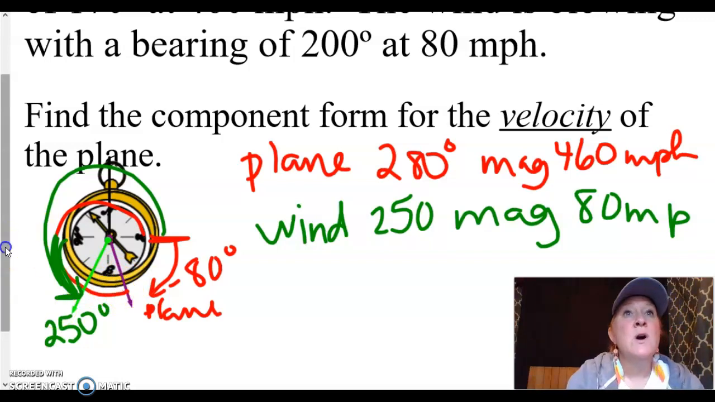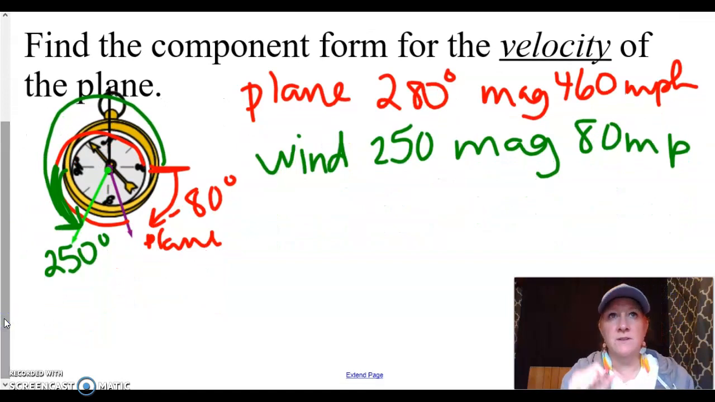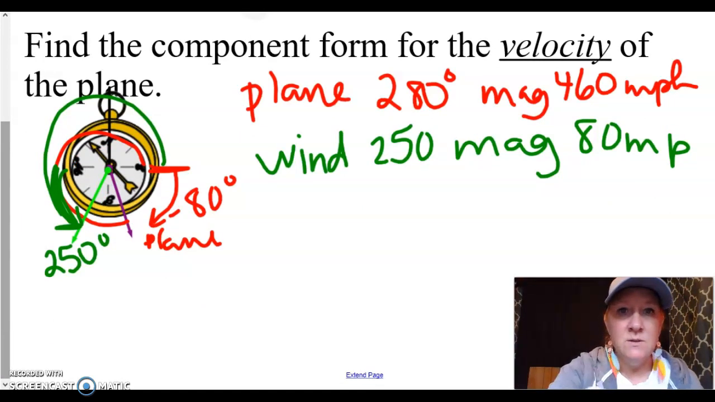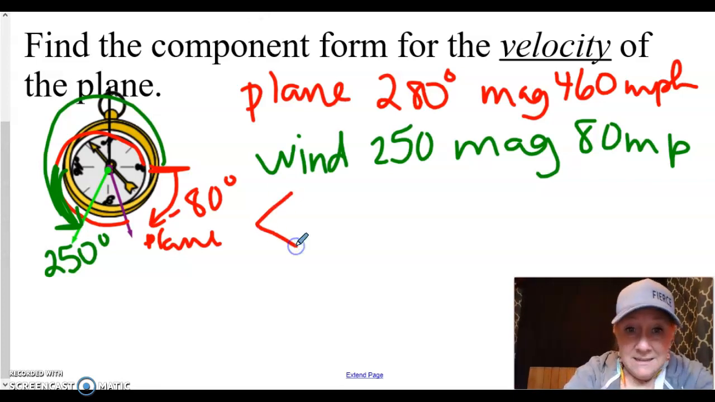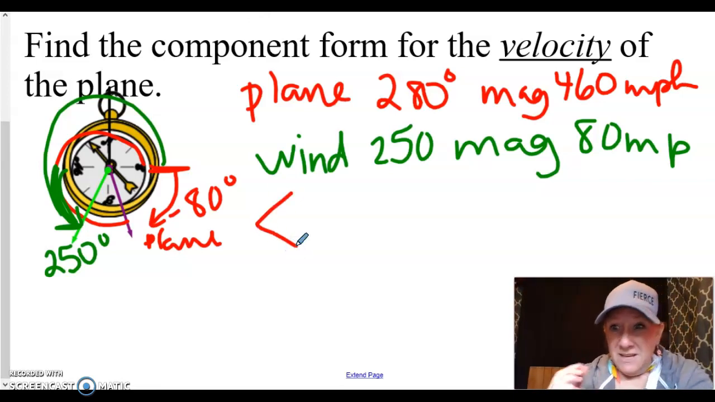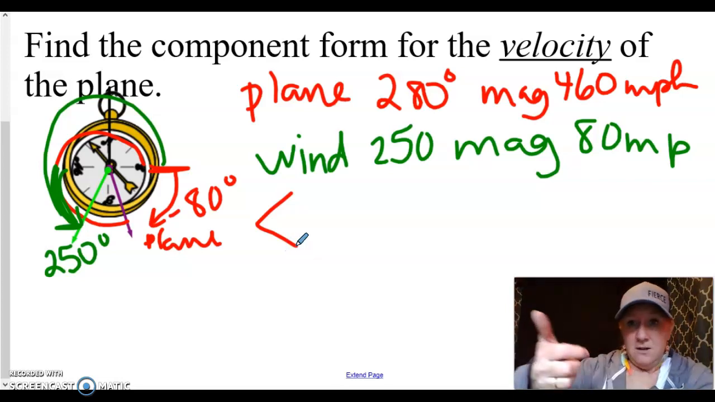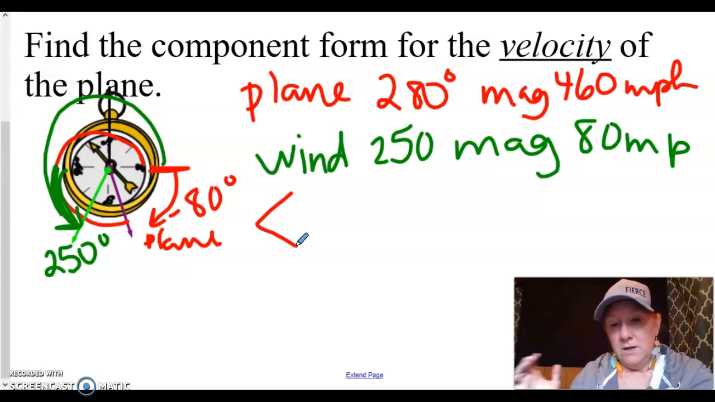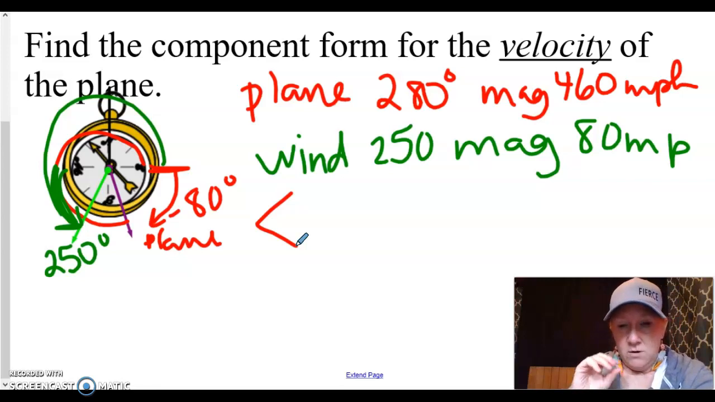So what do I do to figure out all of those numbers? Well, let's do the plane first. So the plane I'm doing in red, and if you can't see red and green, hopefully the green is the lighter one, and the red is the darker one.